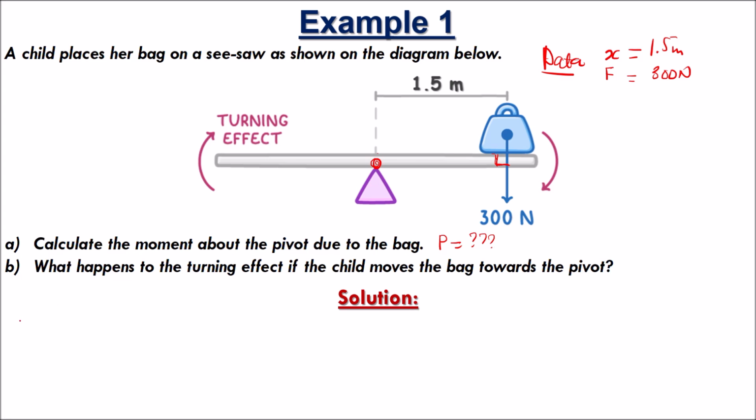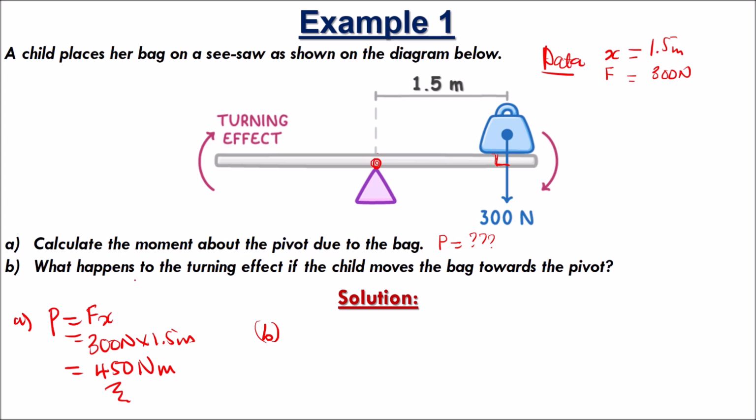So let's quickly solve item A. We know that moment is the product of a force and the perpendicular distance. What is the force? 300 newtons. What is the distance to the pivot? It is 1.5 meters, giving us a total of 450 newton meters as the product. So item A has been solved.